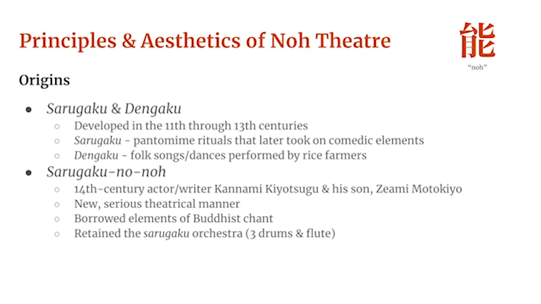In Sarugaku no No, Kanami and Zeami added elements of Buddhist chant, which is called shomyo, which is quite serious. So that really added to the seriousness of the drama and the seriousness of the situation. One thing they did retain from the original Sarugaku sort of comic theater was the orchestra, and this included the 3 drums, the tsuzumi and the taiko drum, and the nokan flute. And so a little bit about the orchestra, which is called the hayashi.